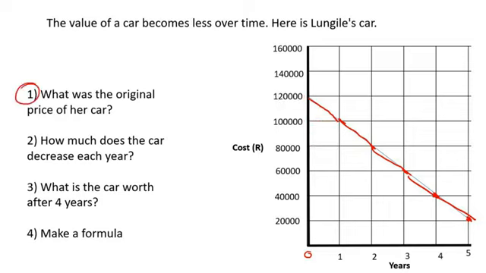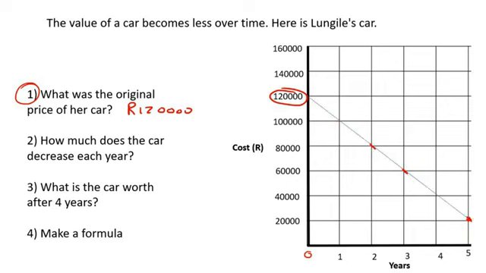So the first question says, what was the original price of the car? Well, that'll be this one over here, which is 120,000 Rand. See, it's in rands. Next one, how much does the car decrease each year?